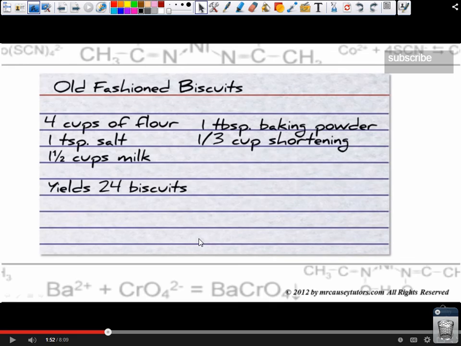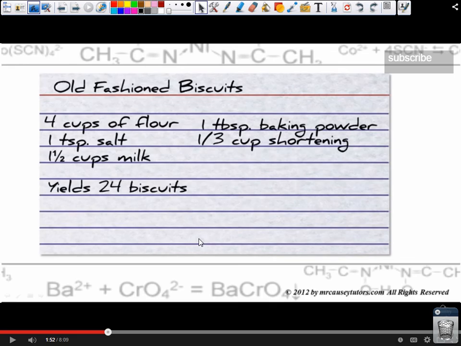And if he has this much, what's a good word? Stuff, yes. That much stuff, how many biscuits can he make? 24. So we're just cooking biscuits right here. But if you have any less of any of that, can you make 24 biscuits? No, and that's the problem.